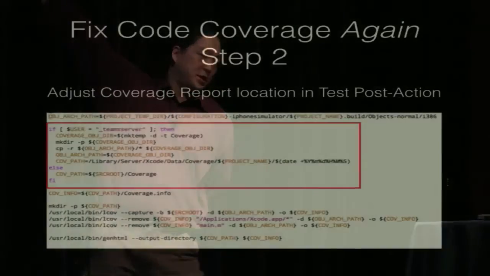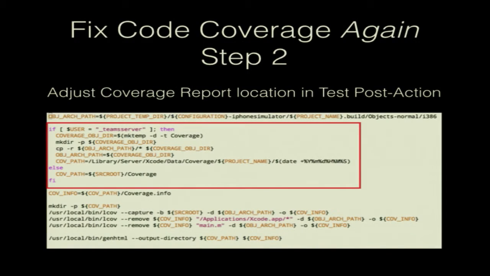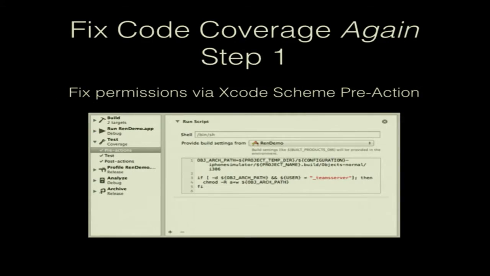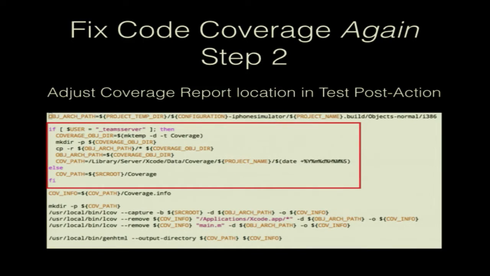Now we have to adjust the post action to write the coverage data somewhere else. Actually, and I'm sorry I didn't mention this before, you can see here I just checked the user environment variable to see if you're a team server. This way, if you're running it on your laptop or your development box, it just ignores all this and doesn't bother going forward. So here, again, we do the same thing. On our post action, we see if it's user team server.